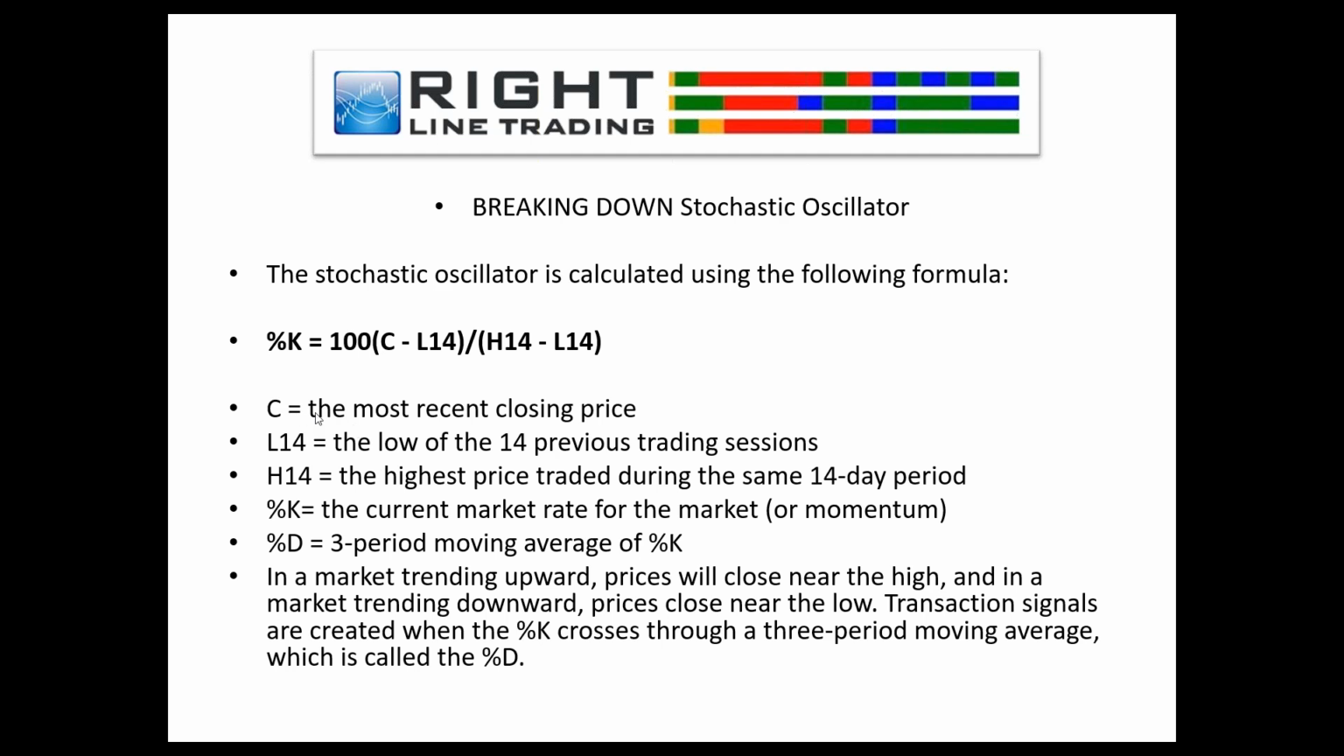Now, C is the most recent closing price, and the price is compared to the average previous 14 lows or the average previous 14 highs. You know, there's a 14 low moving average and a 14 high moving average. And as the close approaches that high moving average, you get momentum to the upside. And as it approaches that 14 period low of a move, you get momentum to the downside.